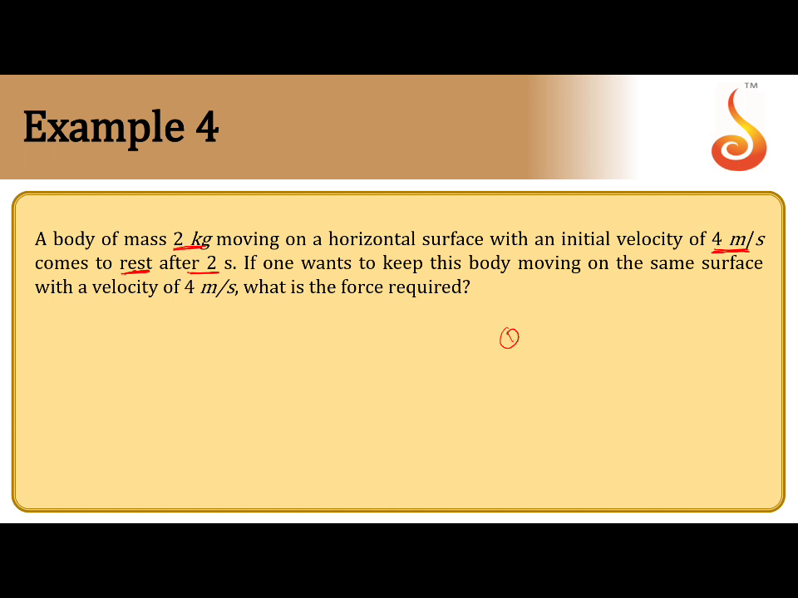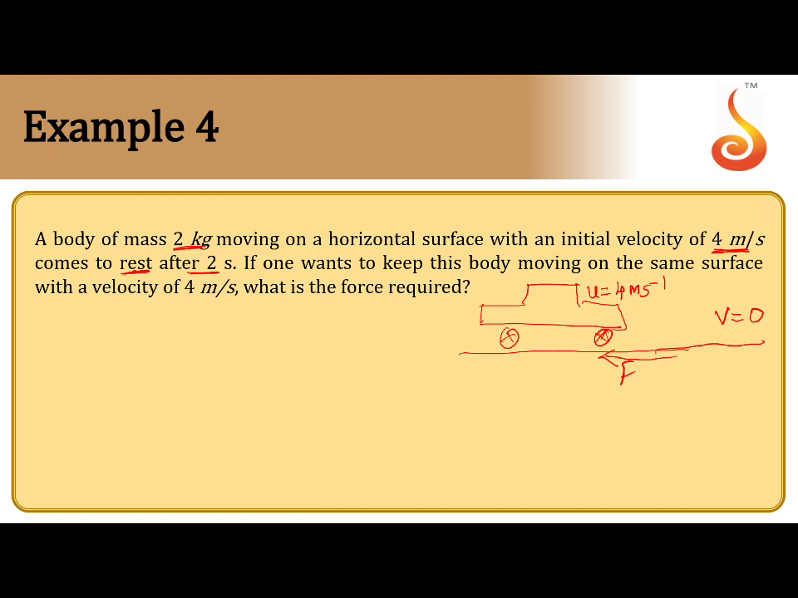So there is a vehicle here. It is moving on the floor. As it is moving, the floor is providing a retarding force. Due to the retarding force, its velocity will keep on decreasing. After some time, it becomes equal to 0. It starts at 4. Initial velocity equal to 4 meter per second, but after traveling 2 seconds, it comes to rest.